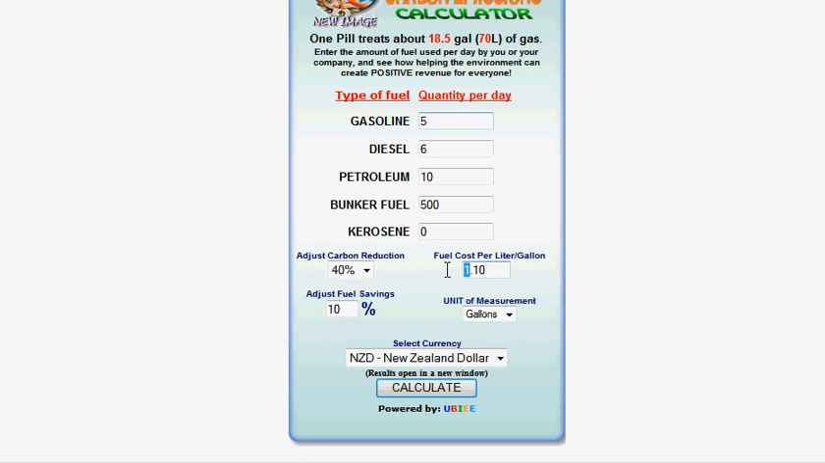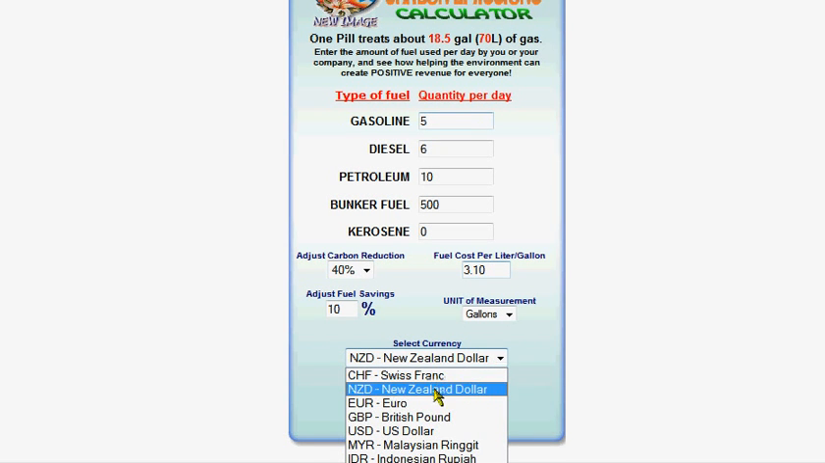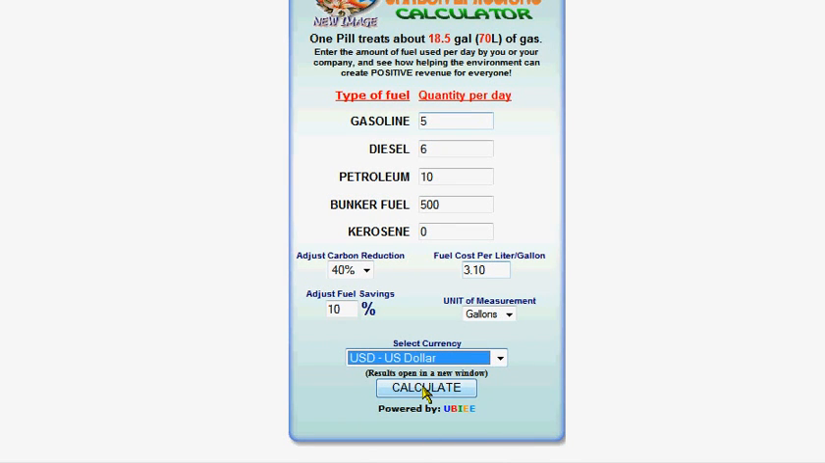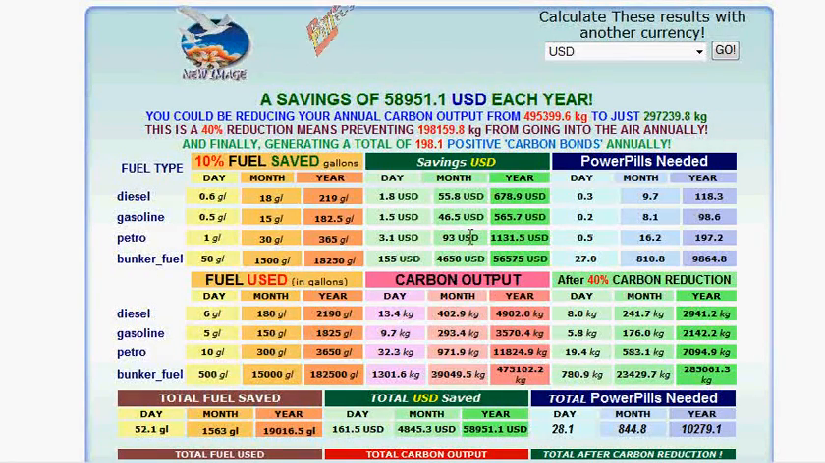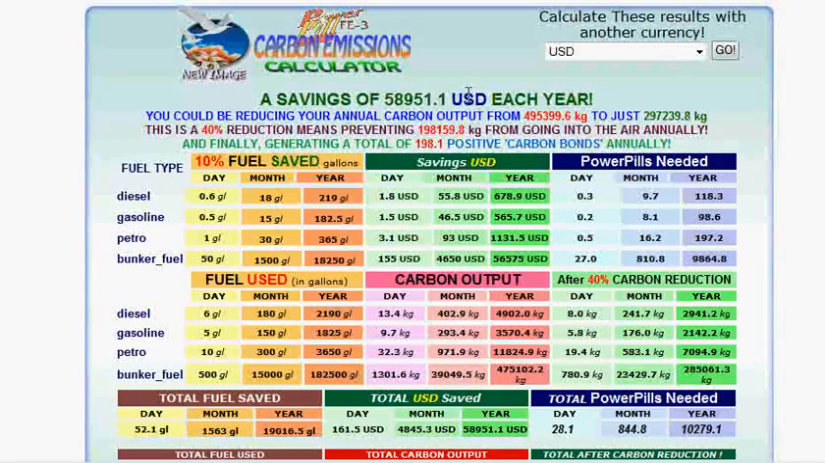So say you are in the US, and say we put 3.10 per gallon, 40% reduction, and we're seeing if an adjustment of fuel savings of 10% would be fair, and we want to change it to the US dollar. So let's calculate it here and click on calculate, and what it will do, it will actually bring you a savings of $58,951 each year if you would have that consumption per day, which includes, as we have indicated, the amount of liters per day, or gallons in this particular case, 6 gallons of diesel, 0.5.